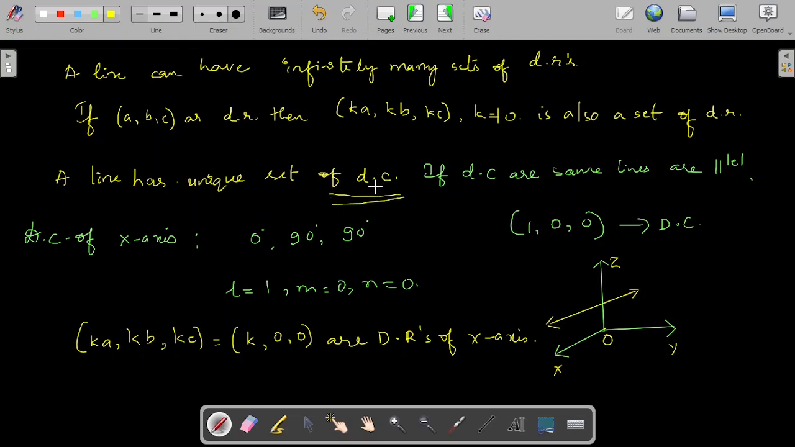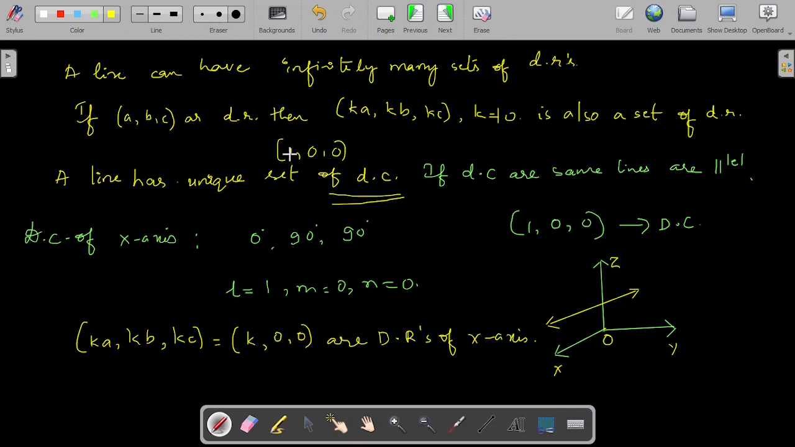If the angles made by the line with the positive directions of the x, y, z axes are constant, then it will give you only one set of direction cosines. If you write the vector form of the direction cosines as components, you will always get a unit vector. Okay, 1, 0, 0.